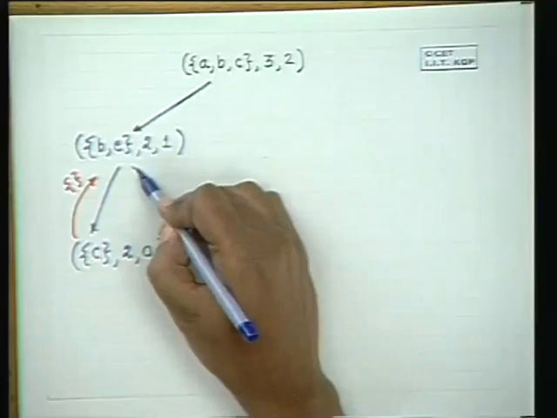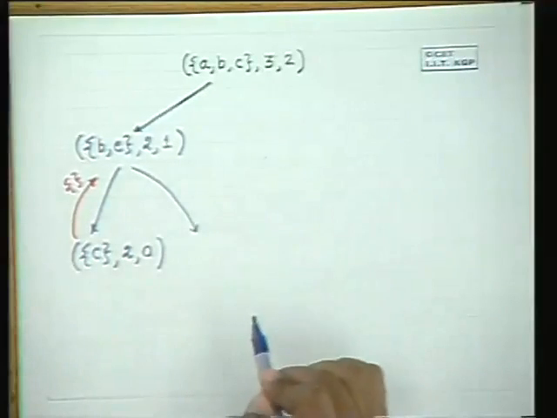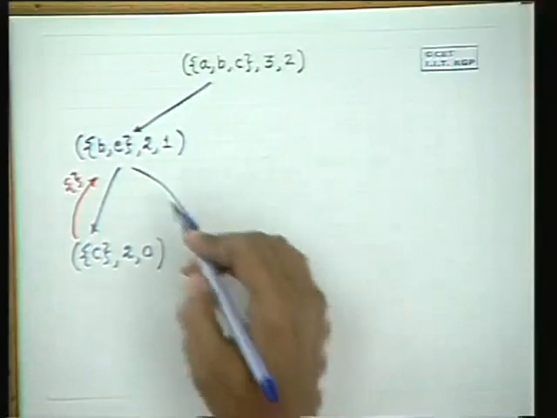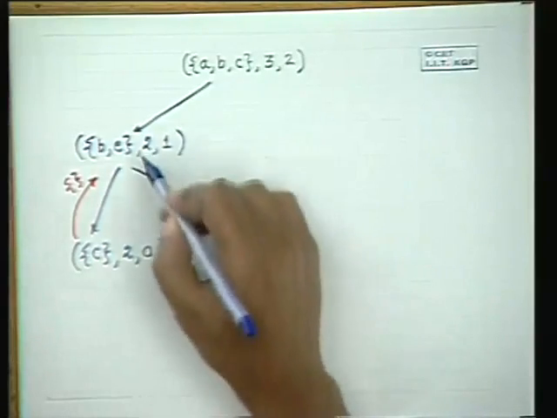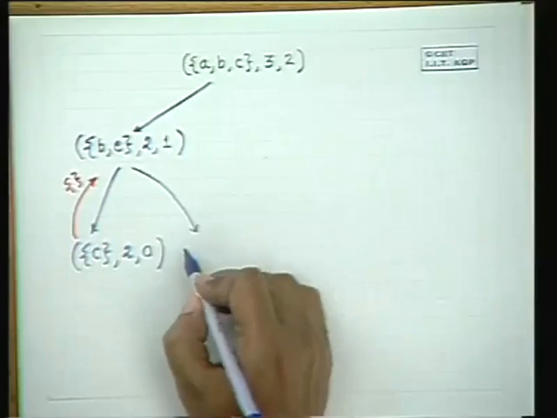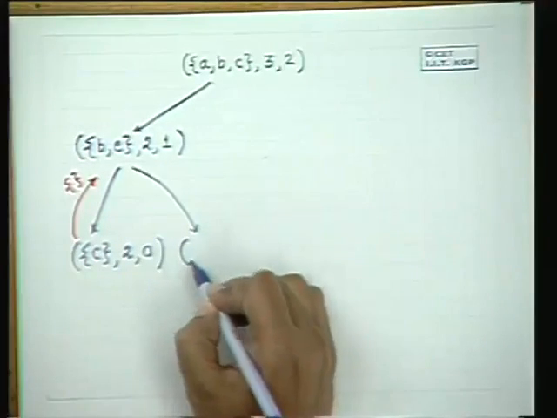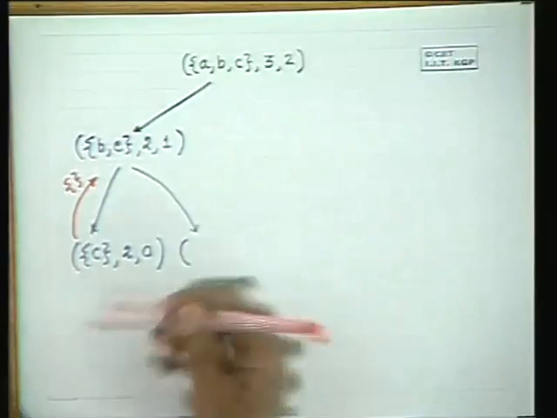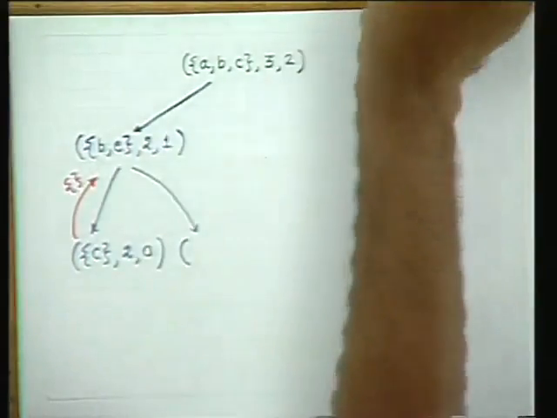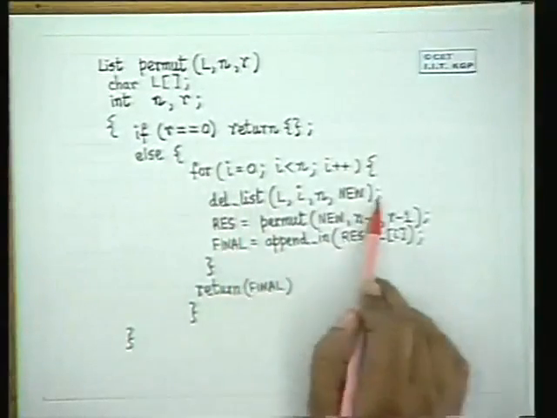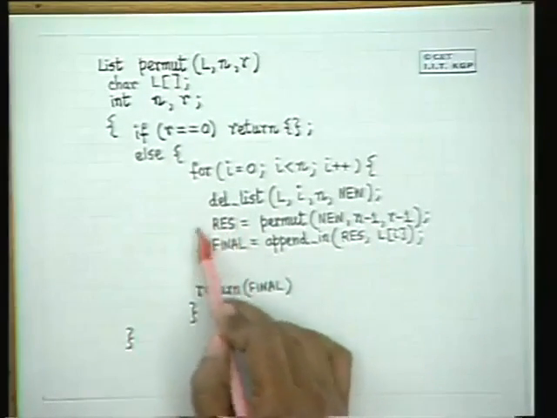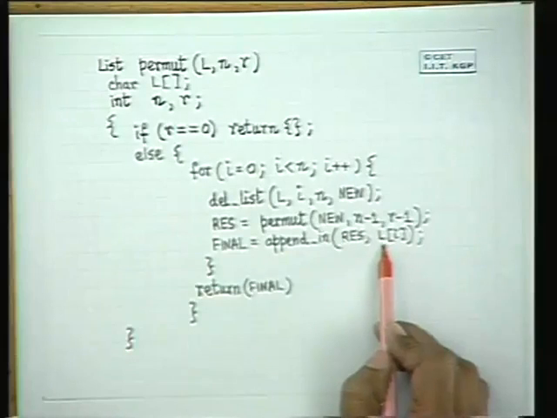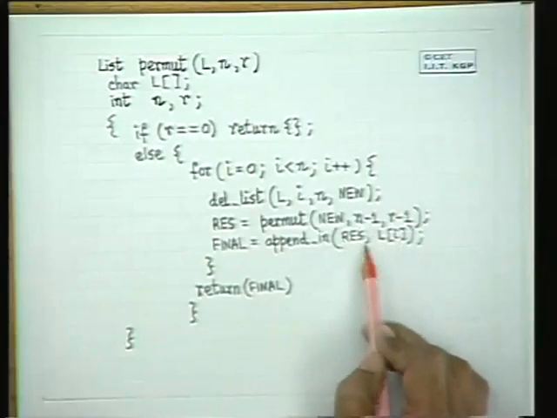Then this one will call here. This one will call this, and this will return. So after this returns a null list, what will happen to the null list? Let us go back to the program. In the loop you delete an element, you have got a null list returned, and you append in that null list Li.